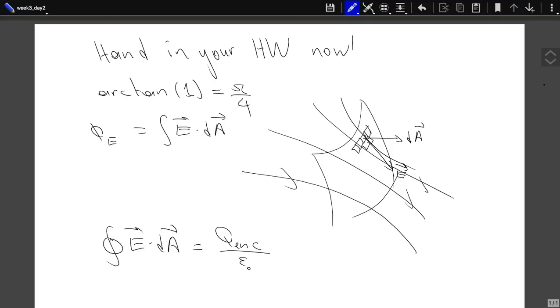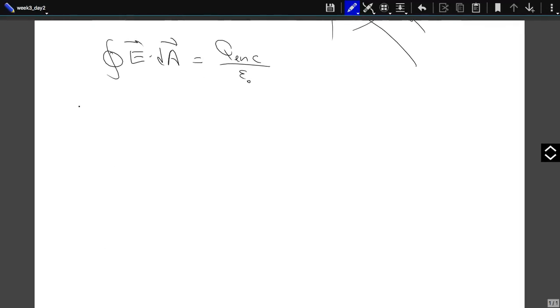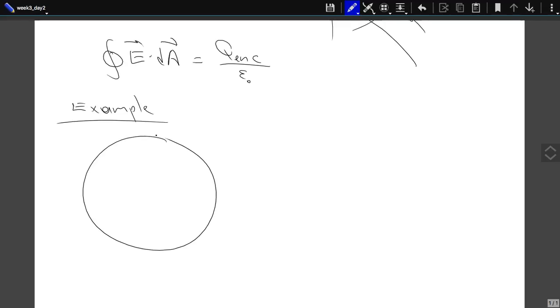Charges are two-dimensional objects. Okay. We can talk about the outcome. So, a surface that is going inside of the charge. So let's look at this example. We have a sphere of radius r. So what is the electric field everywhere?